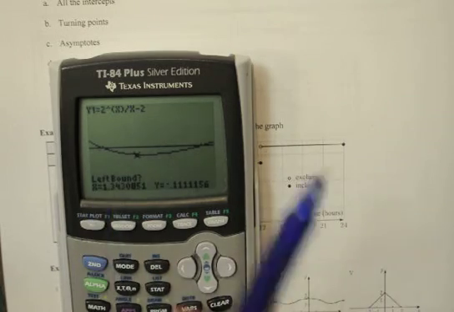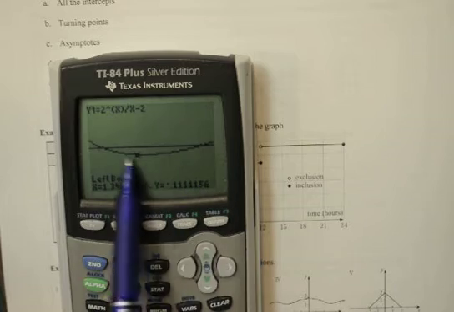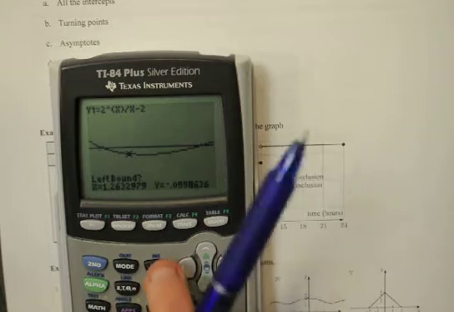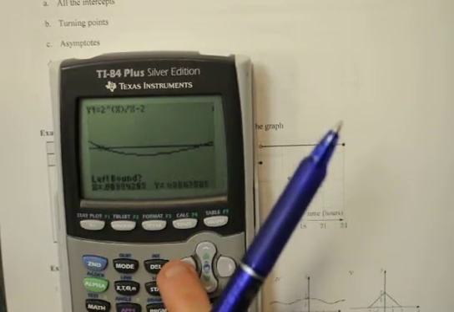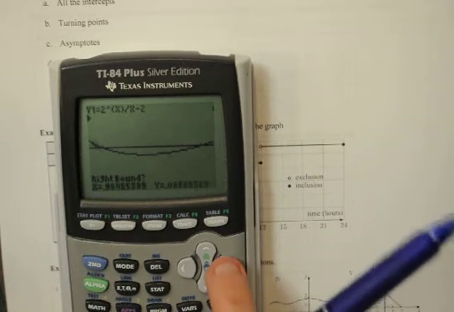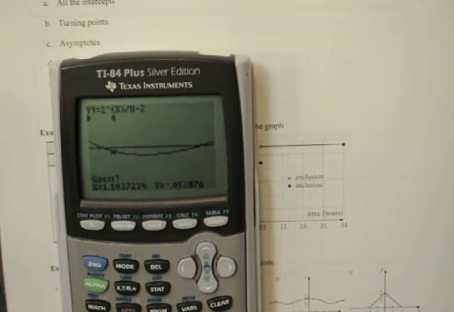So it says go to the left. Remember, this is the x-axis, and this is the line where we're needing to intersect. So what you do is you go to the left of your intersection. You take your little cursor and go to the left, and press enter. Now go to the right. There it is. And there we have it.